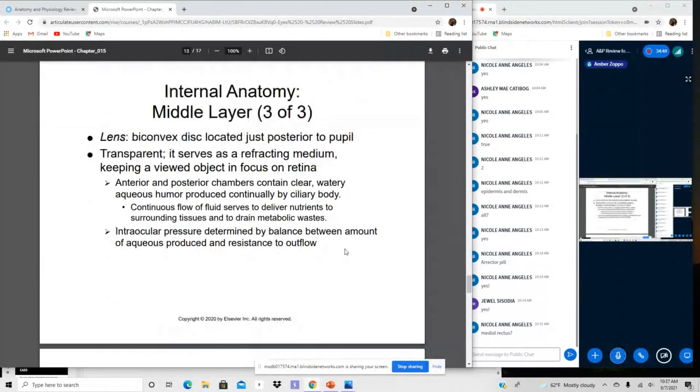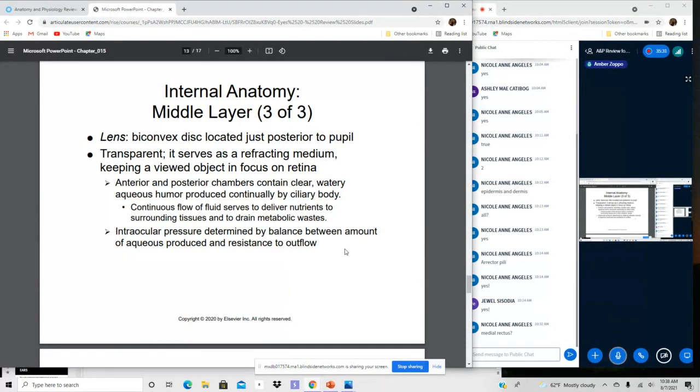Again, we're talking about that middle layer, the lens, which we already said is the biconvex disc. It's located just posterior to the pupil. It's transparent and it serves as a refracting medium, keeping a viewed object in focus on the retina. The anterior and posterior chambers contain a clear, watery aqueous humor produced continually by the ciliary body. The continuous flow of fluid serves to deliver nutrients to the surrounding tissues and to drain metabolic wastes. Intraocular pressure is determined by the balance between the amount of aqueous produced and the resistance to outflow.